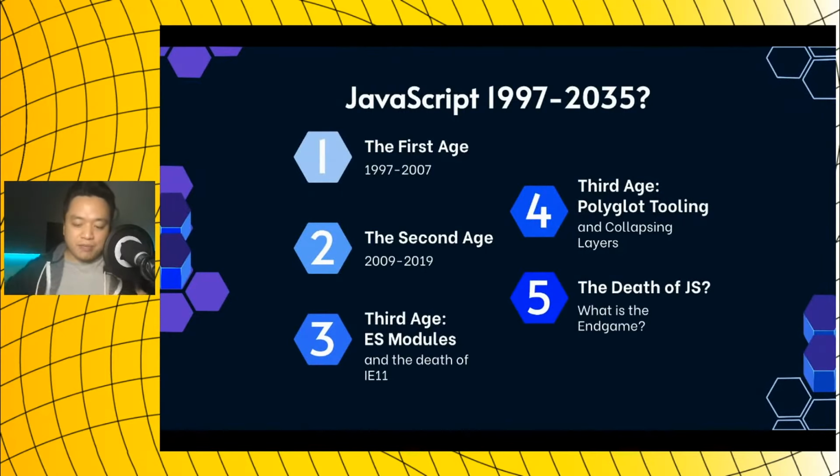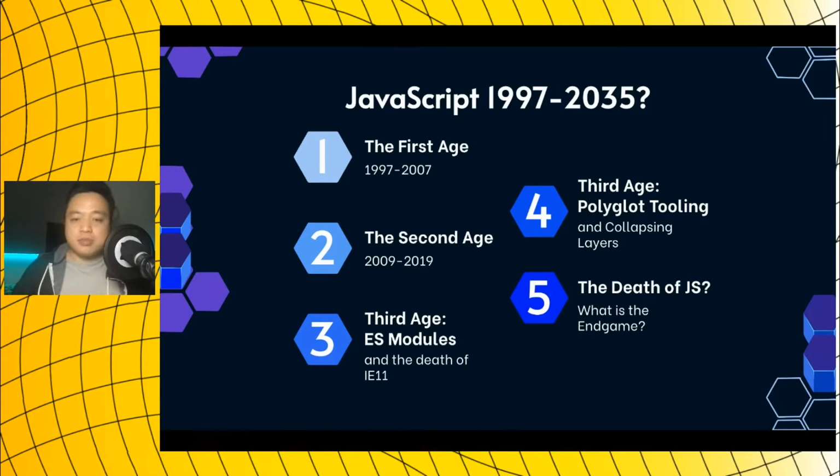And to cover that, basically what we're going to cover is where we have started from and where we're going, and then a little bit towards the end. So this talk is in 5 sections. The first age going from 1997 to 2007. The second age, 2009 to 2019. I kind of skipped 2008, but we'll cover that a little bit.